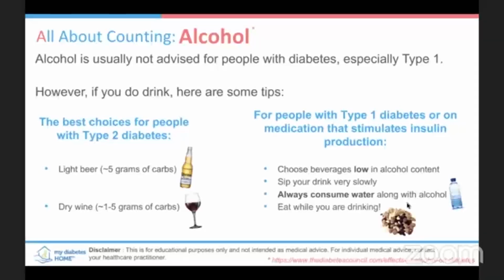All right, so I understand there's a question. So Casey, go ahead. Someone says that this seems pretty complicated. They want to know if there are any easy tricks to count carbs.